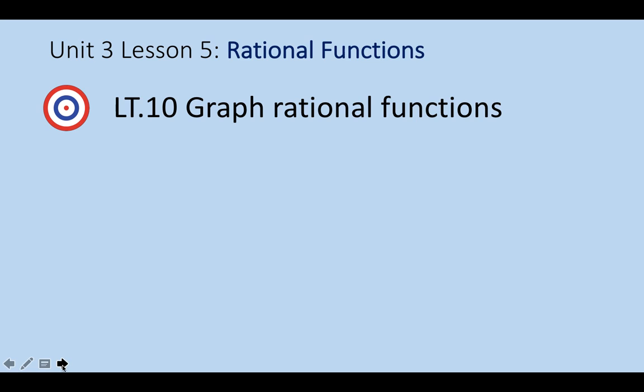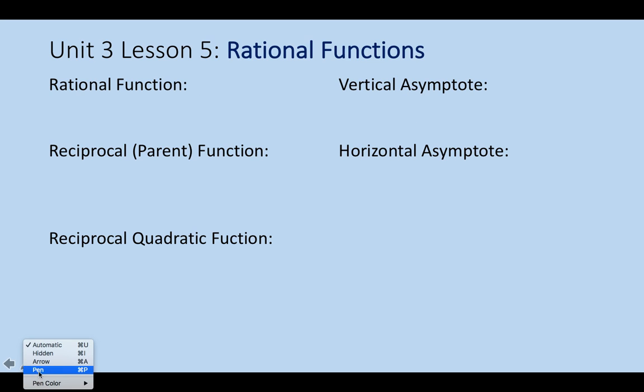So graphing rational functions. I guess first of all, what is a rational function? Well, a rational function would be in this form, like f of x is equal to p of x over q of x, where p of x and q of x are polynomials. Okay, so basically you got a polynomial on the top, you got a polynomial on the bottom. That makes for a rational function.